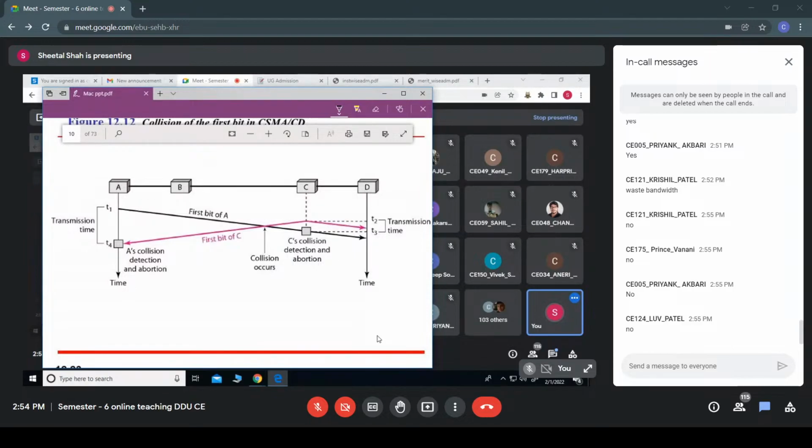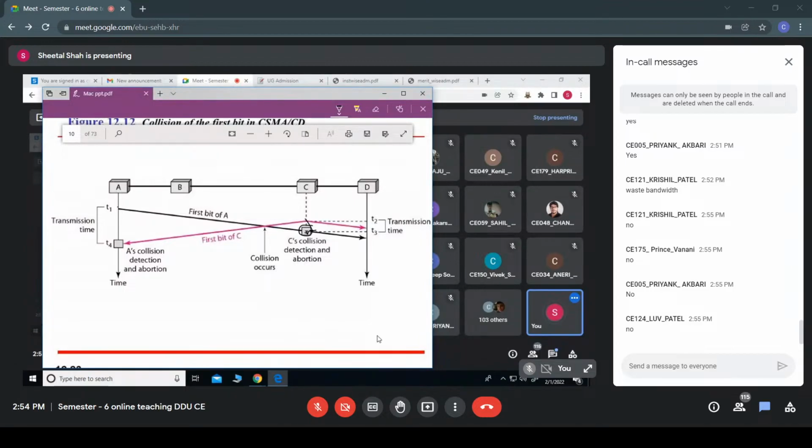So this is the time axis. This is T1. Meanwhile, this frame has not yet reached station C. Station C receives this frame, which is sent by A, at time T3. Are you getting this? This is time T3. C would sense it. It would take time T3 for the first bit of the frame sent by A to reach station C. Fine.